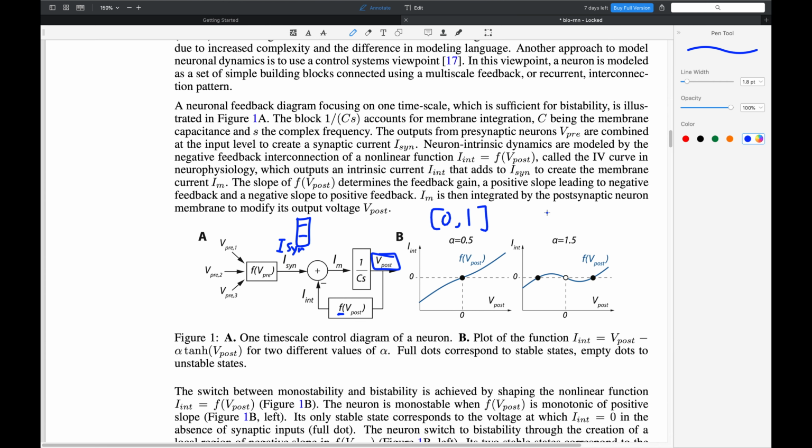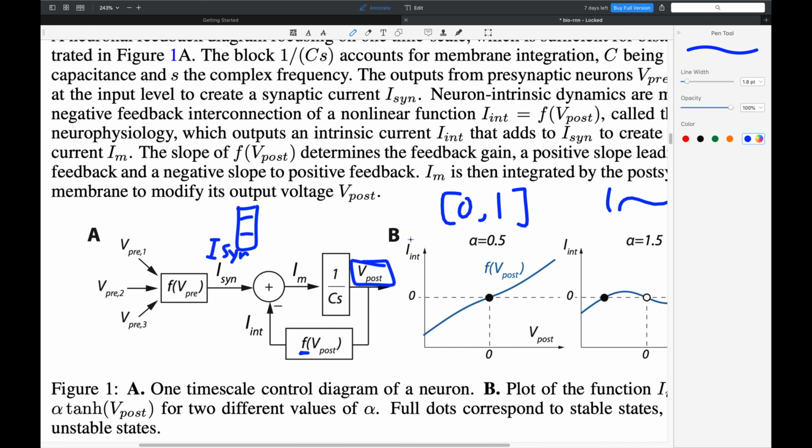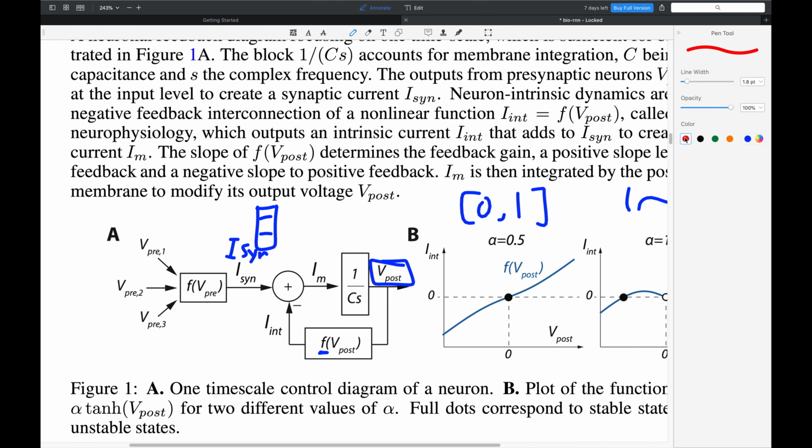But when the value is bigger than 1, like 1.5, then it has this sort of wave shape where there are technically 3 points that map to 0. And now I'll explain why this is important in bistability. So let's say that, right, let me erase this.